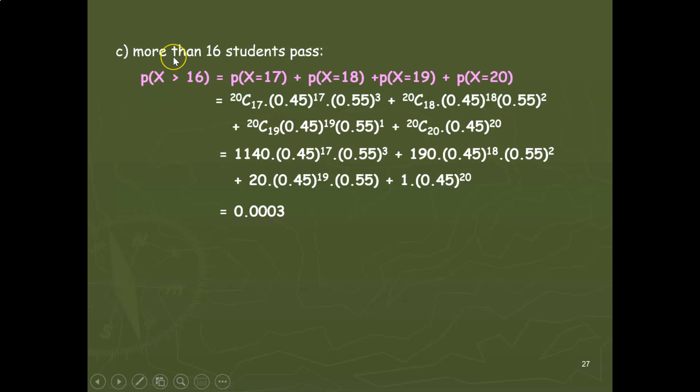And for C, you need to find the probability of getting more than 16 students pass. So more than 16 means probability X greater than 16, which is 17, 18, 19, and 20. Enough until 20 because you only have 20 students. Then again you have to substitute the value into the formula. This is when X equal to 17, this is when X equal to 18, X equal to 19, and X equal to 20. So you're going to sum up all of these values, then you get the answer.